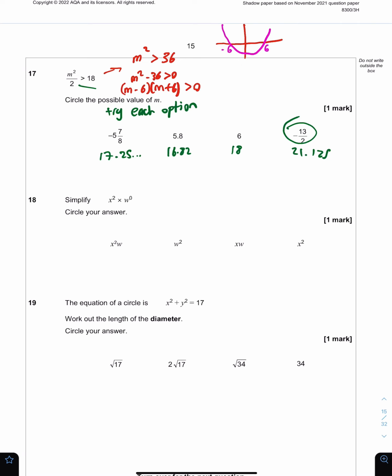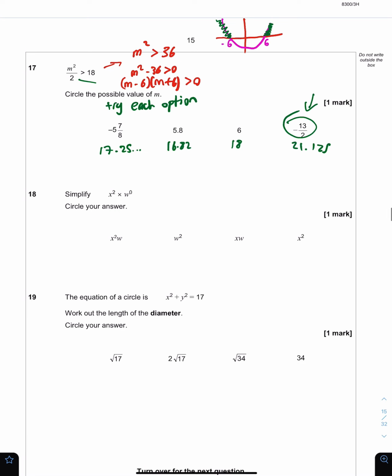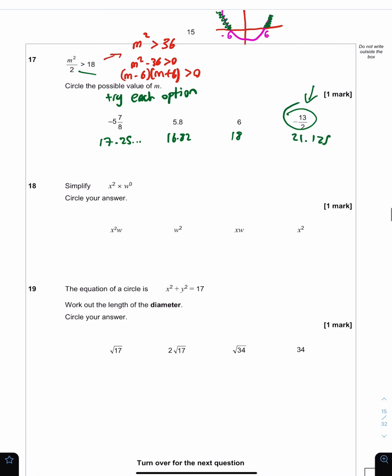And because we're looking for what's greater than 0, anything here to the left of minus 6, because it's above the x-axis, and anything here above the x-axis also works. That means anything less than minus 6 or greater than 6 would work. And we see here that this answer is less than minus 6, as in minus 13 over 2. Anyway, that was just a quick overview. I do have videos on solving quadratic inequalities that go in more depth, so feel free to check that out.